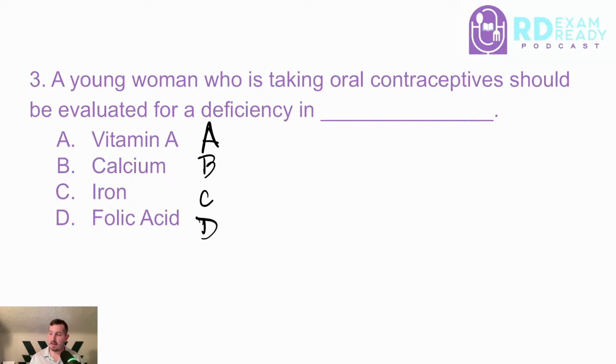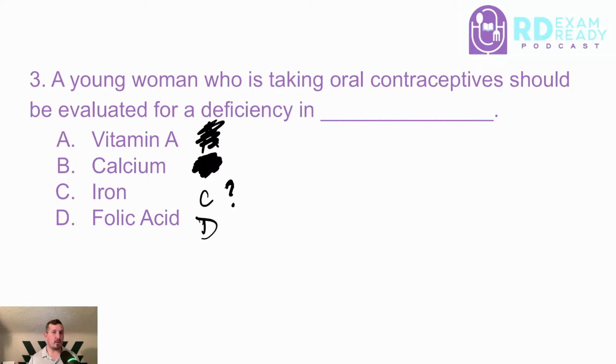A young woman who is taking oral contraceptives should be evaluated for a deficiency in blank. For answer A, vitamin A. No, I don't think it would be vitamin A in that case. B, calcium. I don't think contraceptives are really going to affect calcium too much. Iron, maybe. I think of contraceptives, I think of menstruation, things like that. So that's a maybe with a young woman, especially.